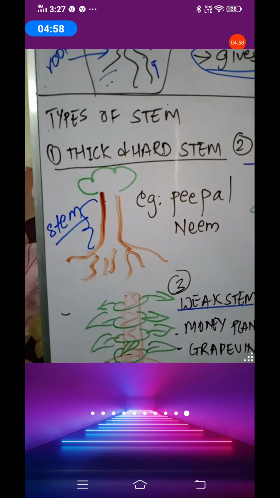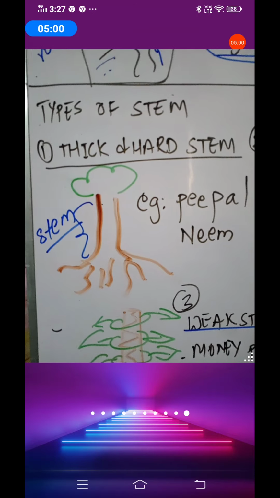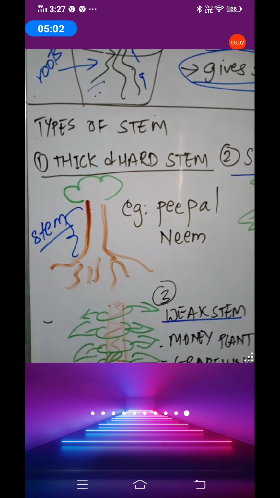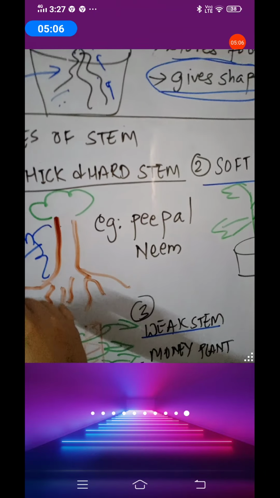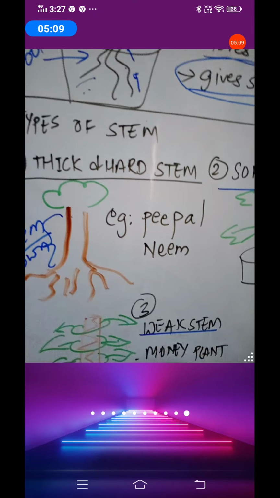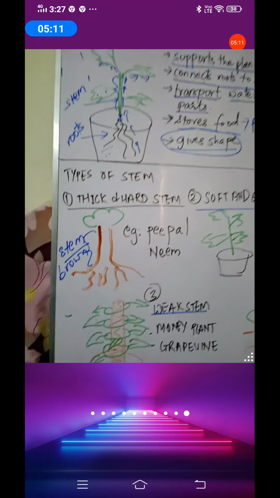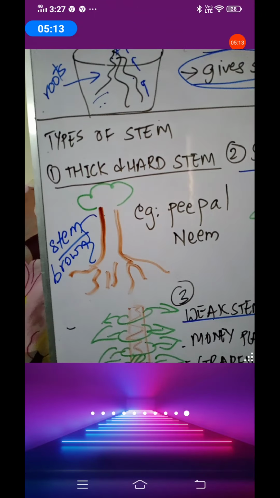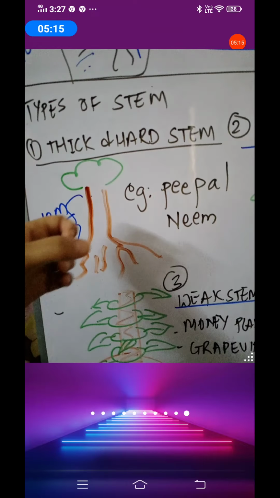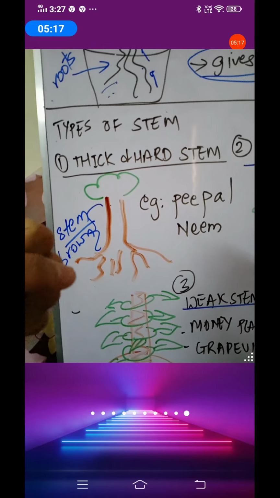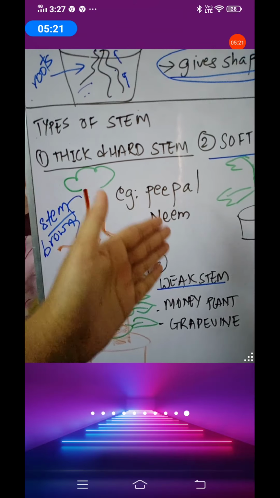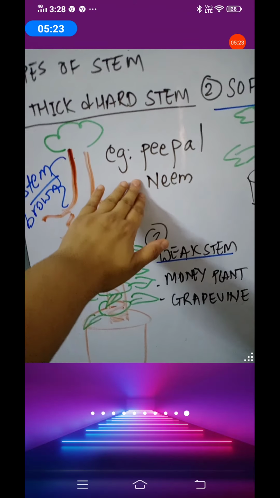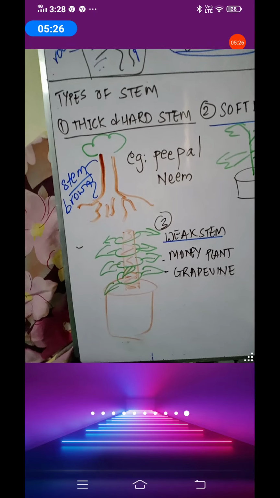So in this case, the stem is very thick and hard. So what is this? Here, the stem is also brown in color. If you see, we will also keep on noticing the colors. Stem is thick, hard, brown in color, and that's why these trees are very, very strong. Such types of trees, which are very strong and have thick and hard stems, examples are peepal tree and neem tree. Okay.